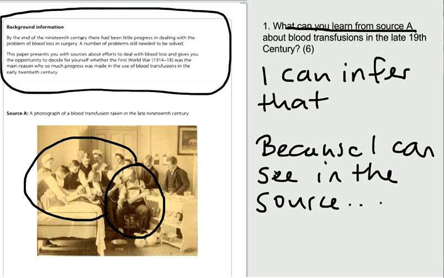I can also infer that blood transfusions were a very difficult operation to do, because I can see in the source there are several doctors and several nurses helping the procedure. And that's all you need to do to answer question 1 really well. Alright, just to recap again, you need to infer 2 things and make sure they're supported by details in the source.